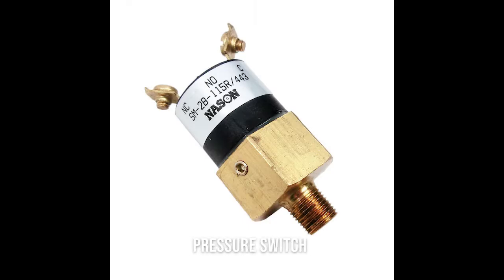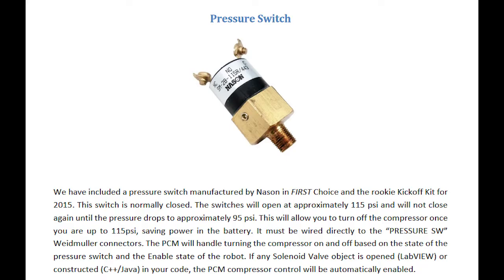Another way we can do this is with the pressure switch. The pressure switch is a device that turns the compressor on and off when it reaches a certain PSI. For example, a pressure switch may turn off a compressor when it reaches 120 PSI and re-enable it when it goes back down to 90. Thus, the air in our system will always be stored at somewhere around 90 to 120 psi if we were using this pressure switch.